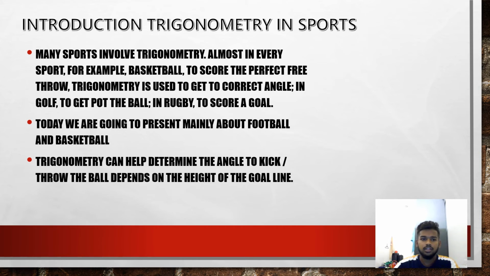And now it's about the introduction of trigonometry in sports. Many sports involve trigonometry, almost every sport. For example, in basketball, to score the perfect free throw, trigonometry is used to get the correct angle; in golf to get the ball; in rugby to score a goal. Moreover, today we are going to present mainly about football and basketball. Trigonometry can help determine the angle to kick or throw the ball depending on the height of the goal line.